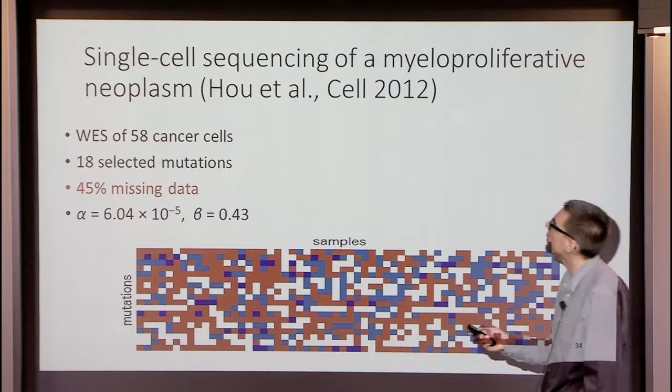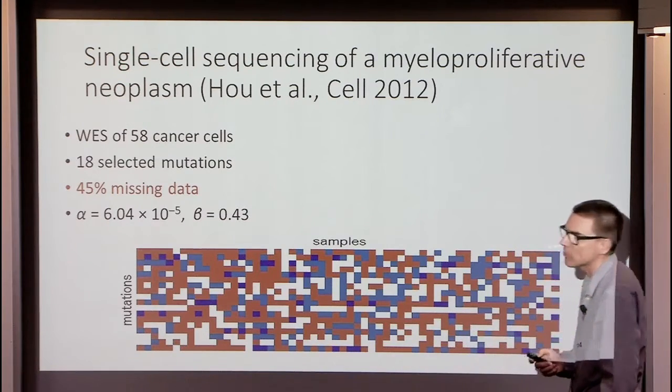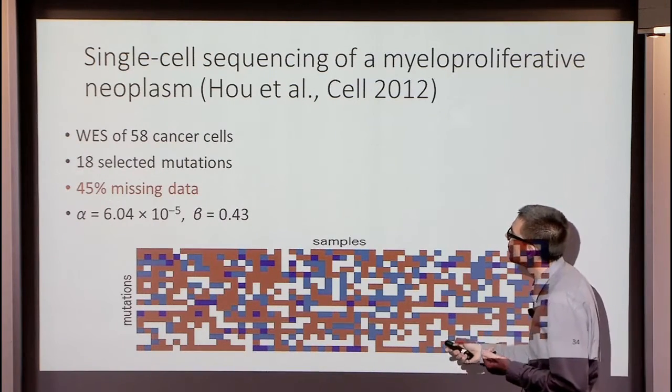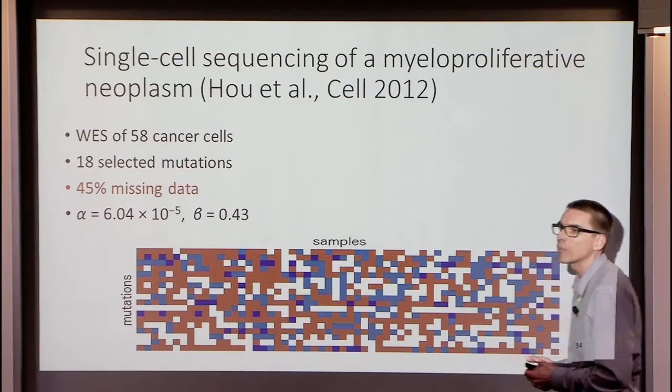And the authors there sequenced 58 cancer cells, 58 cells from that tumor. And they somehow selected 18 mutations here. That has been done by the authors. I'm not going into this. And this data set had, in fact, this amazing fraction of 45% missing data.